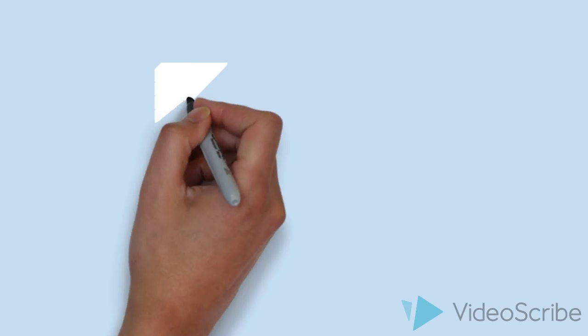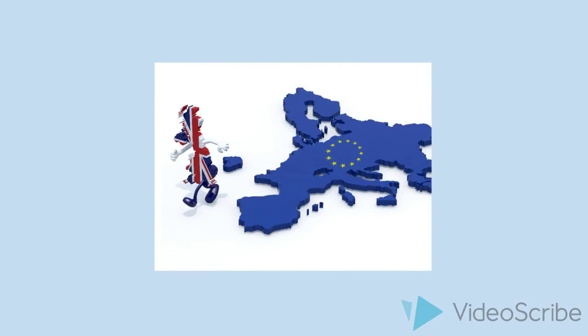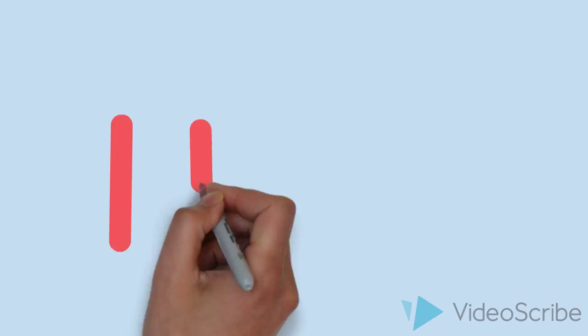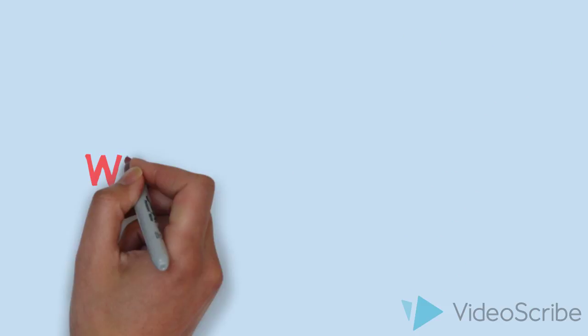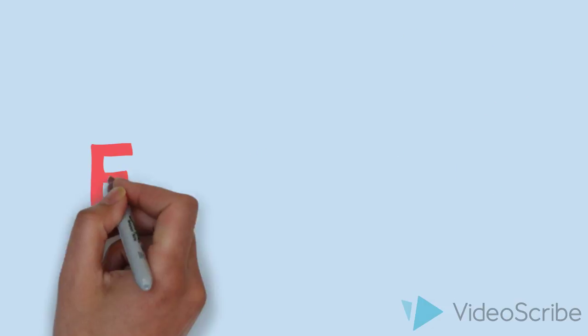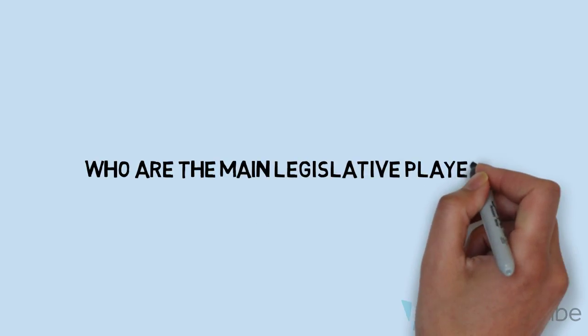We've heard a lot about how it may be very difficult to disentangle ourselves from EU law. But do we actually know how laws are made? Who is involved in the process? What types of laws can be created? And how are they enforced? Well, in this video, I'll answer those questions and tell you everything you really need to know about the EU law making process. So to kick us off, who are the main legislative players?